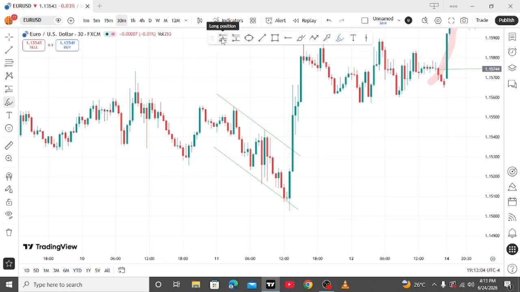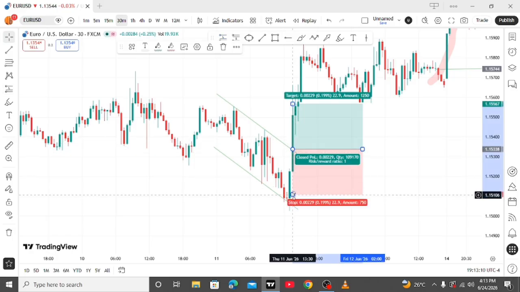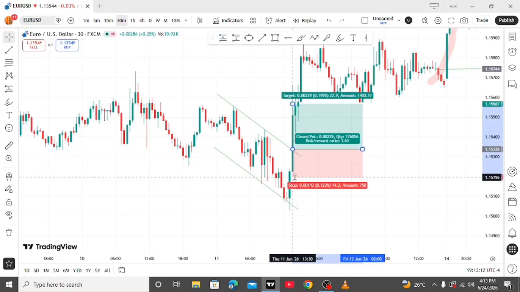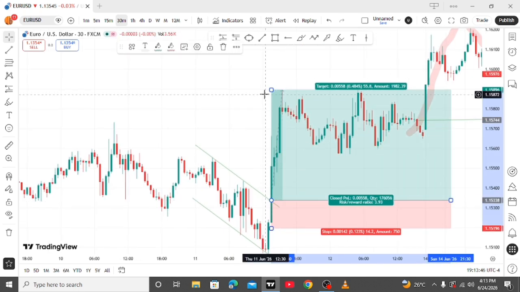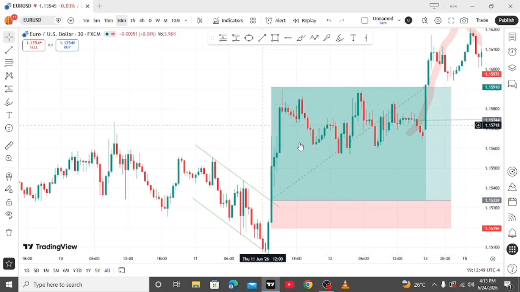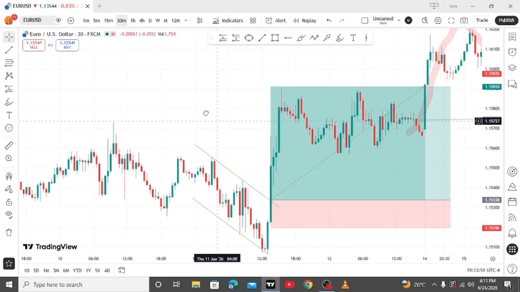Going over to the smaller time frame to look for the breakout. And when you see the breakout in the smaller time frame, this is where you enter for a long position. Stop loss below in the smaller time frame, and then take profit to the upside. As you can see, the market gave us these nice profits to the upside.